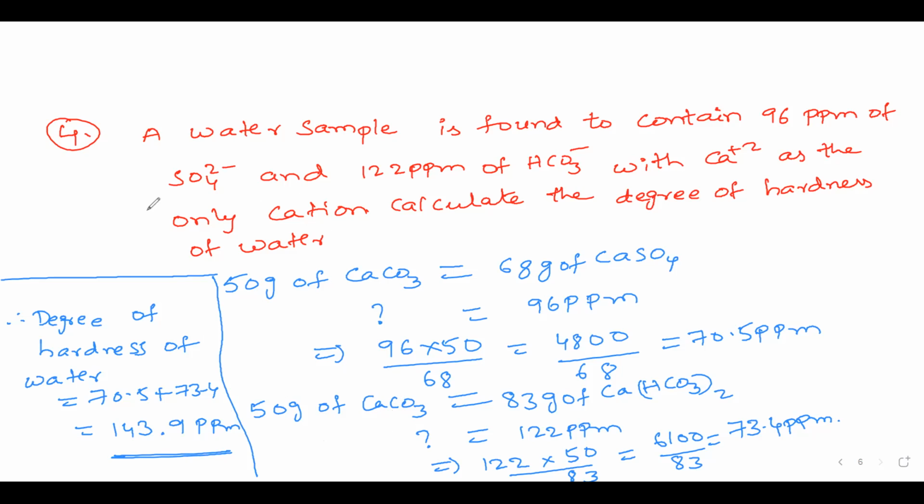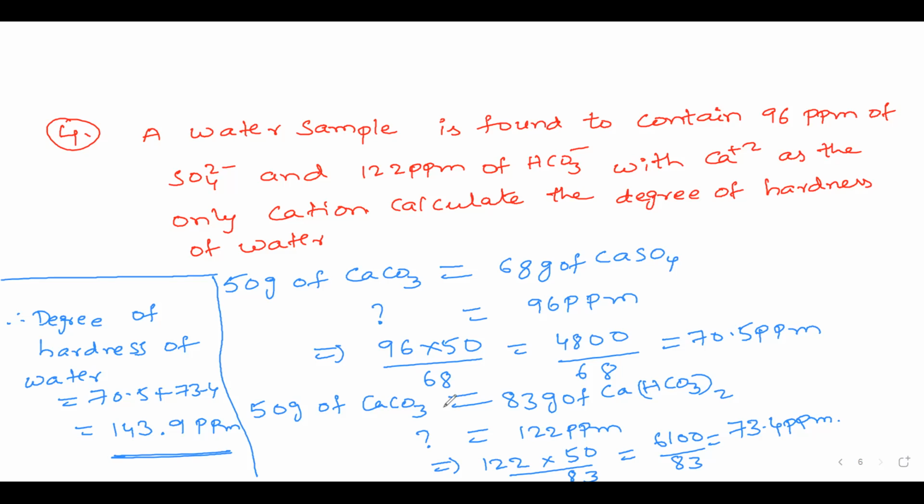Like these questions you are expected in JEE Mains and JEE Advanced. Based on this, to calculate the degree of hardness of water is very, very simple. To calculate the degree of hardness of water, we simply have to find the amount of calcium carbonate present in the given sample of water.